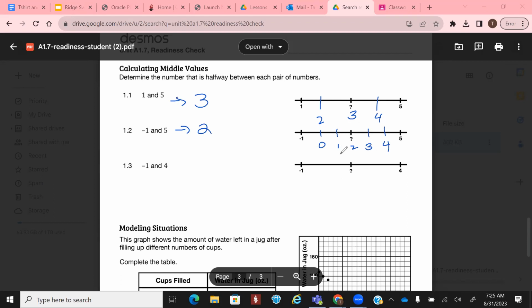Okay, notice how there's 2 blue numbers on each side. And then what about -1 and 4? 1. Okay, so that would give me 0, 1, 2, 3. That's not right. Okay, that would give me 0, 1, 2, 3. Same problem. So what's halfway between 1 and 2? 1.5. So everybody see how I did that?